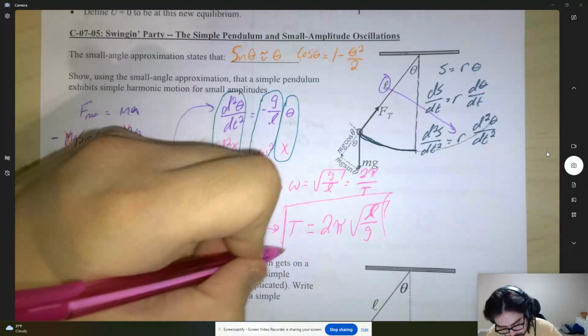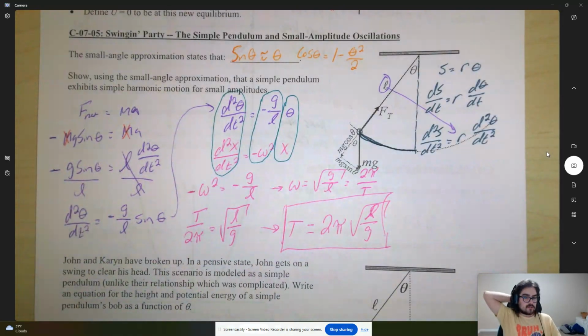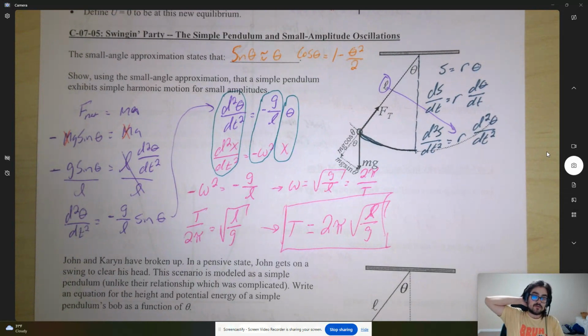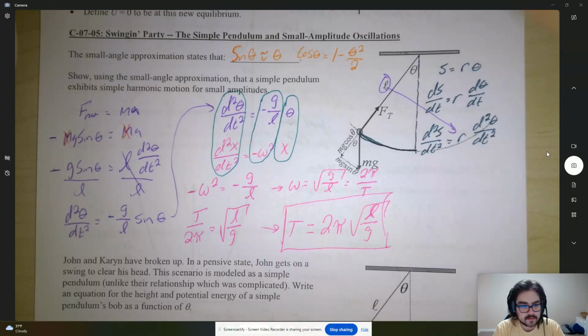So I just proved simple harmonic motion. We've shown that it fits the simple harmonic motion differential equation, which means it's simple harmonic motion. We've shown that that's how you get the period using the small angle approximation. I don't think I'm missing anything for that part.